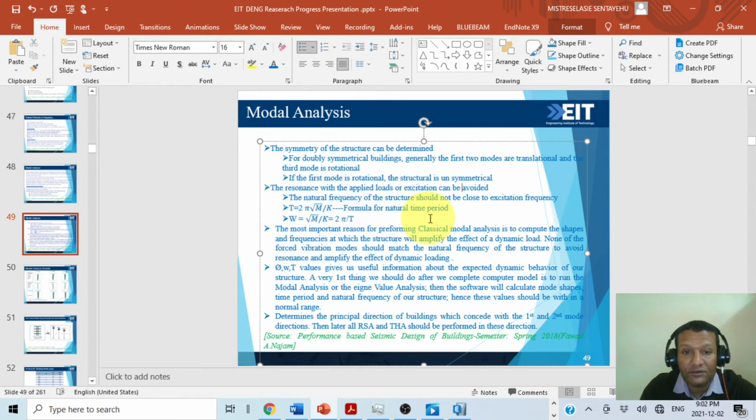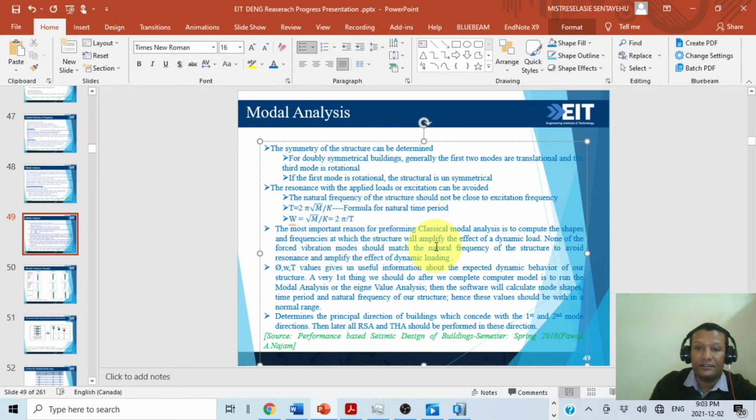So this is a formula we have: T = 2π√(m/k). This is the fundamental time. As you can see, for classical modal analysis, the only things we need are the mass matrix and the k matrix. That's why, as a best practice, once any engineer has completed the modeling, we have to continue by applying classical modal analysis, then we will know the time period and the natural frequency. T = 2π√(m/k).